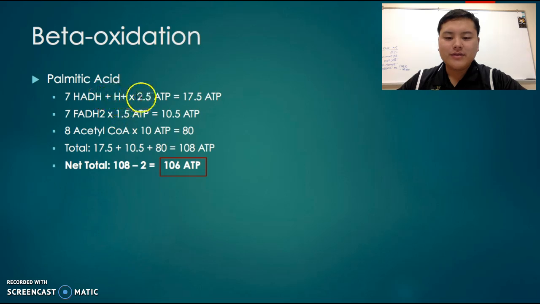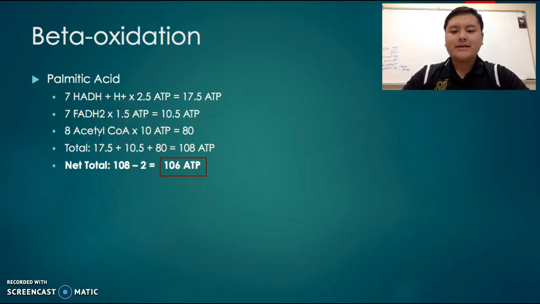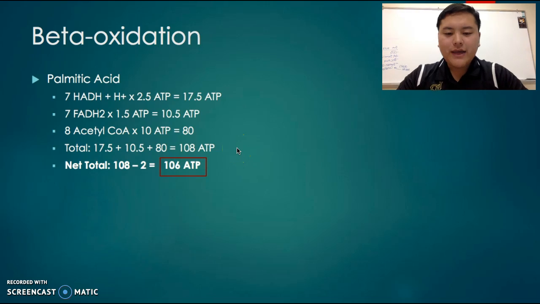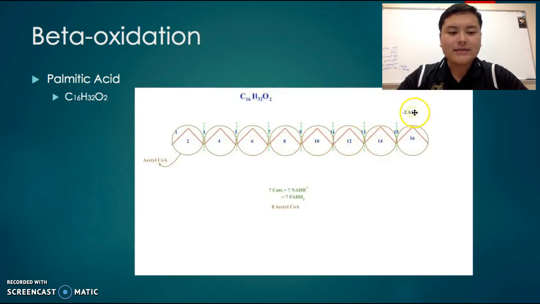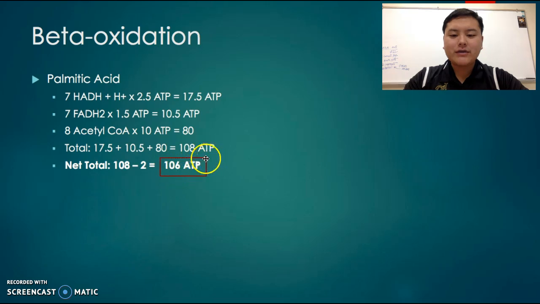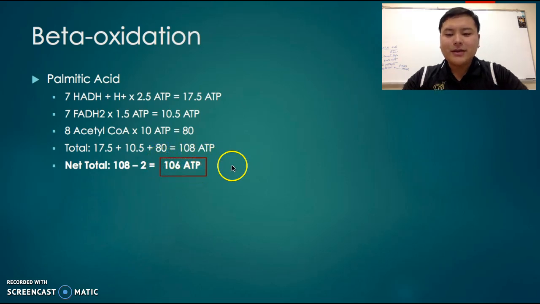And remember these numbers, 2.5 for the NADH, 1.5 for the FADH. And then if we add up the ATPs in the citric acid cycle, which is the NADHs, the FADH, and then the 1 ATP, we actually get 10 ATP. So 8 acetyl-CoAs times 10, which is 80. You add those up, you get 108. But then don't forget, we had to sacrifice 2 ATPs here. So you subtract that from your grand total and you get 106 ATPs. So that's 106 ATPs when you break down palmitic acid.